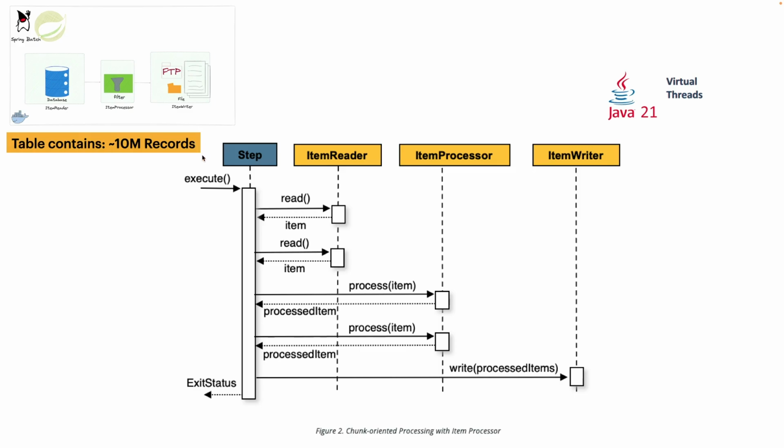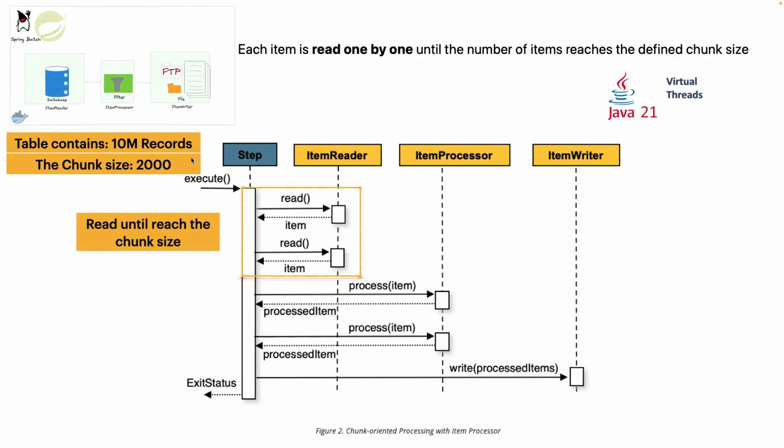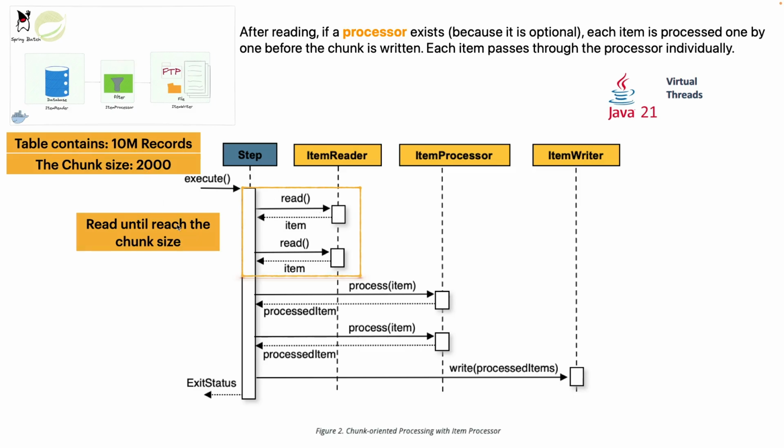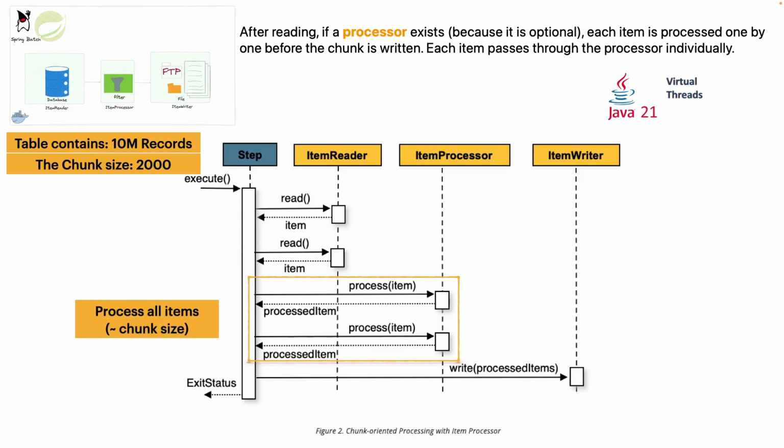In chunk-oriented processing, let's suppose that we have our database. Our database table contains 10 million records. In chunk-oriented processing, we set the chunk size. In our case, let's suppose that it is 2000, and then we start reading each record or each item until we reach the chunk size. What I mean is we read the first one, the second one, the third one until we reach the 2000. After we reach the chunk size, we start processing all those items that we have just read.